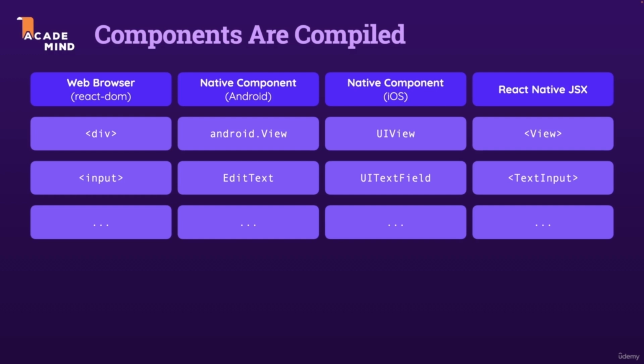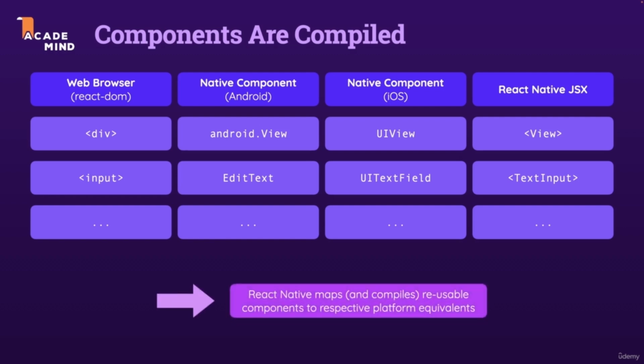So for example, if you want to display an input element where users can enter some text, then when building a web app, we would use the HTML input element, which is available in JSX when we're using React DOM. If we would be building a native Android app with Java or Kotlin, then it would be the built-in edit text widget that is provided by Android, which we need to build. For iOS, it would be the UI text field element. And with React Native, we would use the built-in text input component, which is provided by React Native and which will then be compiled to edit text for Android or to UI text field for iOS.